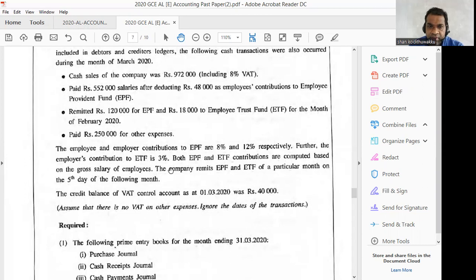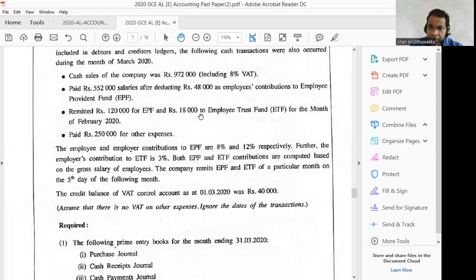Now we are recording the transactions that happened in the business in the month of March. But as they have mentioned, they remitted 120,000 EPF and 18,000 to the employee trust fund for the month of February. That means normally they remit EPF and ETF relevant to the current month in the next month, or in the following month. Until that, it is a liability. Until you pay, we have to record ETF and EPF payable under current liability. What they have recorded under current liability relating to February, 120,000 EPF and 18,000 ETF, we have to record again.